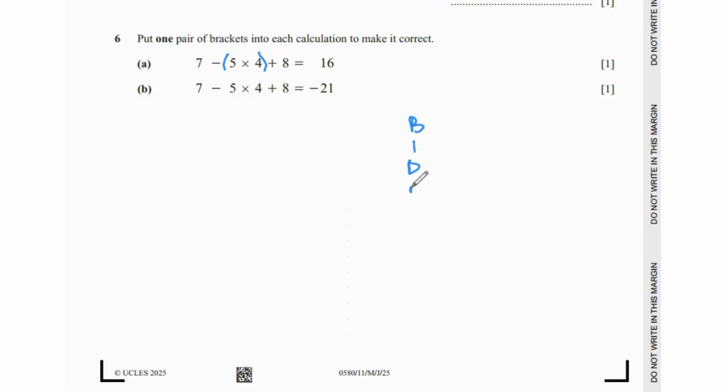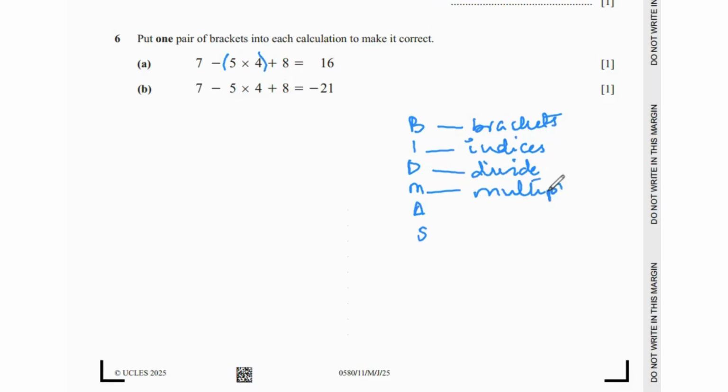BODMAS says that we solve brackets first, then we solve indices, then we divide, multiply, add, and then subtract. This is the order that we follow. You start with brackets and end with subtraction based on what is given in the question.